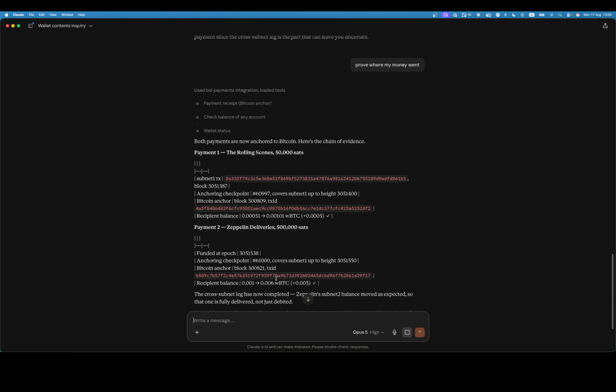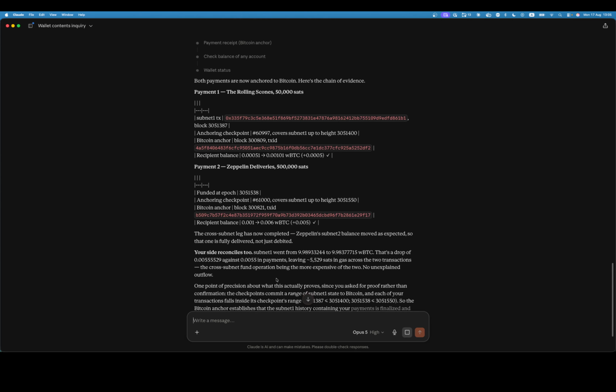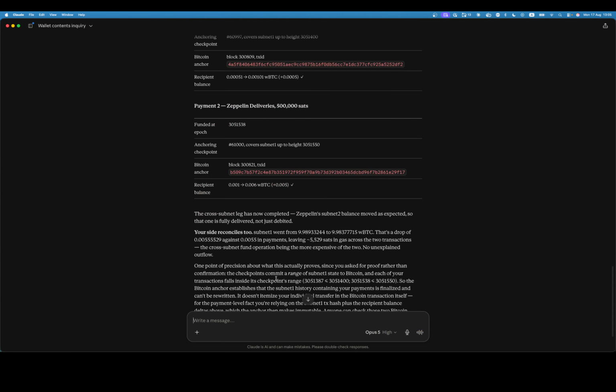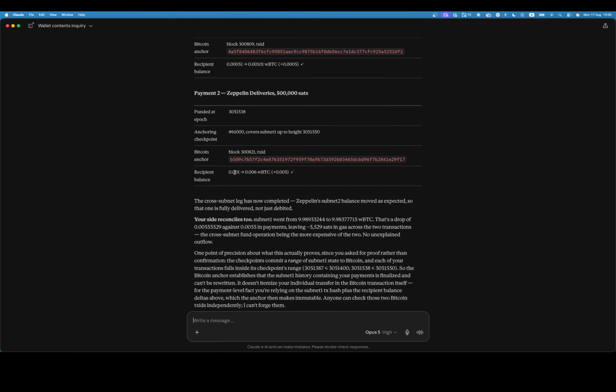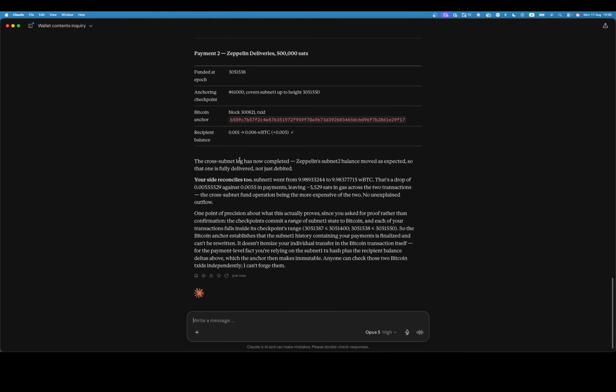The most interesting is the second payment, which is a cross-subnet payment and was routed through Bitcoin. And we can see here that it landed on this specific checkpoint. This refers to subnet height, and this refers to the Bitcoin block on which this checkpoint was submitted. And we can see all the changes in the balance in the recipient and target account.